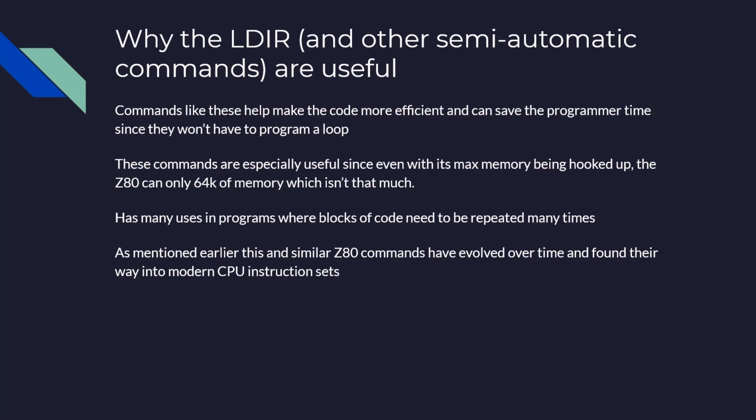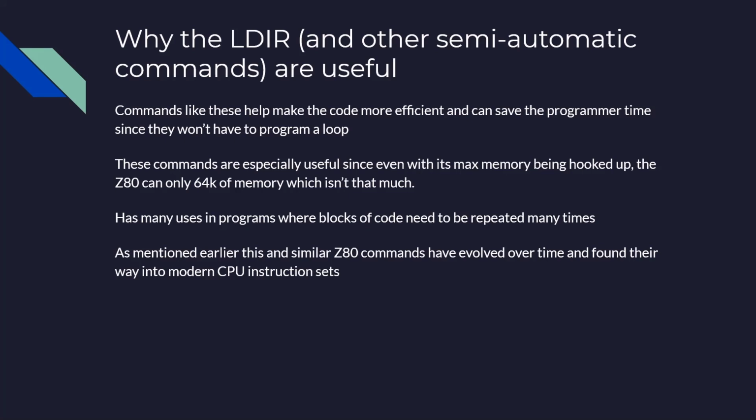So now you may ask yourself, why are commands like LDIR and other semi-automatic commands useful? Well, they're useful in a number of ways, but a big one is that it makes the code more efficient, and this can help save the programmer a lot of time, since they won't have to write a loop every single time. But these commands are also especially useful with the Z80, because even with its max memory hooked up at a 16-bit machine level, that's only 64 kilobytes of memory, because 2 to the 16th is approximately 64K, and that's really not that much.